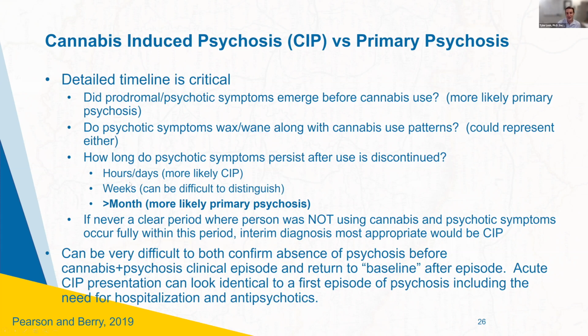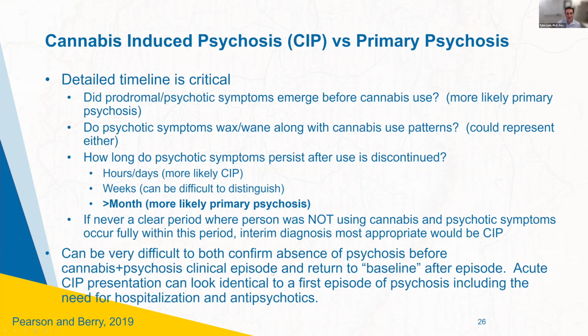THC and cannabinoids are stored in your fatty tissue, and so it actually takes a lot of time to clear that out of your system. But certainly if someone's still showing psychotic symptoms greater than a month, or months, after they've stopped using cannabis, in this case we're thinking it's more likely to be a primary psychosis.